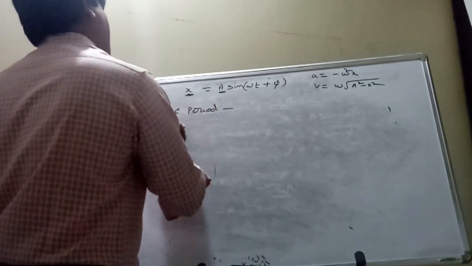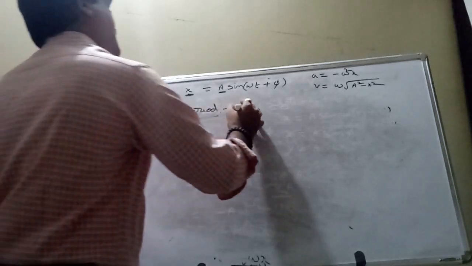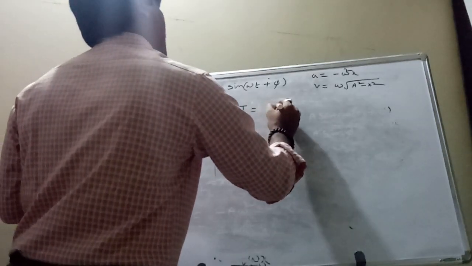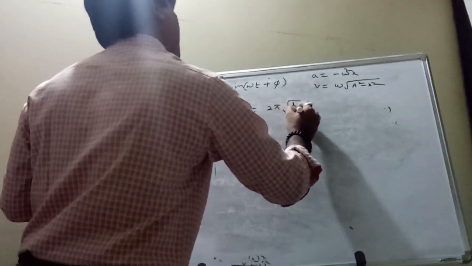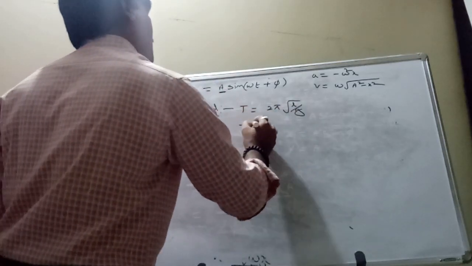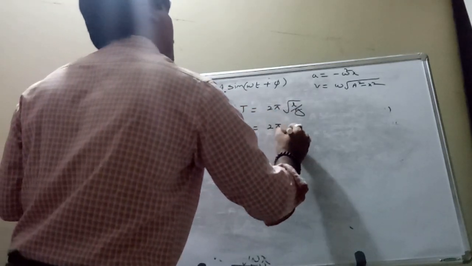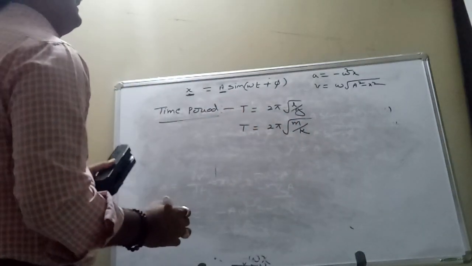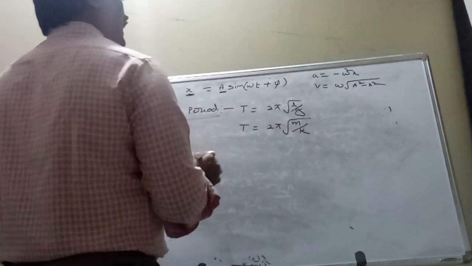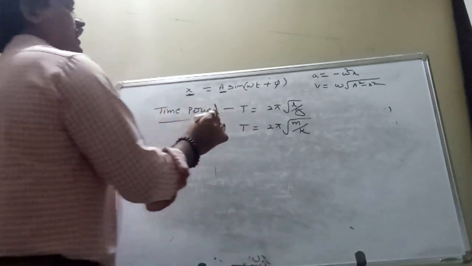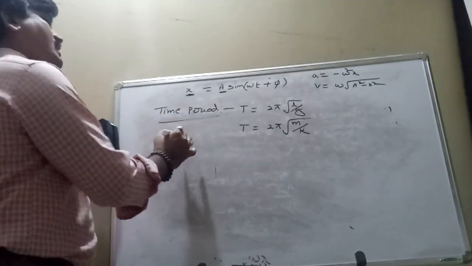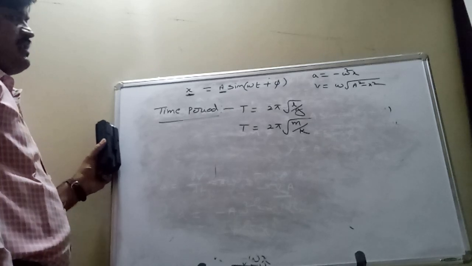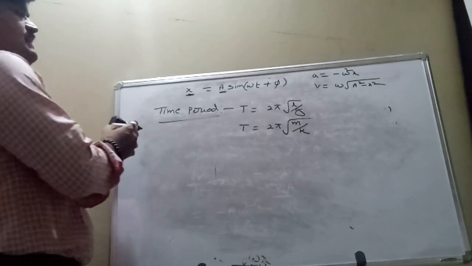Next, time period. Time taken to complete one oscillation is called time period. Time period T is equal to 2 pi root L by g. So T is equal to 2 pi root m by k. Units: seconds, minutes, hours. That is the time period.